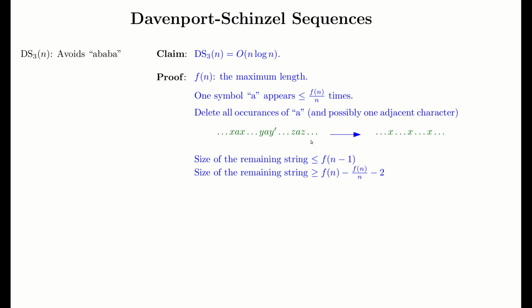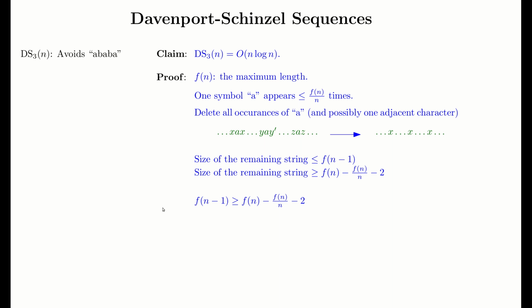By deleting A, we get a sequence that has one less symbol, and thus its size is bounded by f of n minus 1. However, we have deleted at most f of n over n plus 2 characters, which means the size of the remaining string is at least f of n minus f of n over n minus 2. We can at most delete this plus this many characters from this sequence. If you put these two inequalities next to each other, it follows that this value should be smaller than this value.